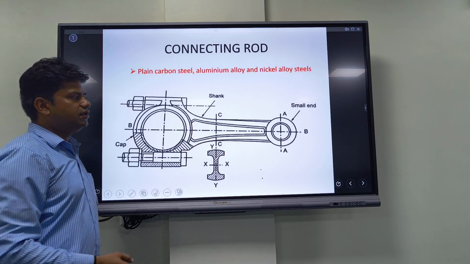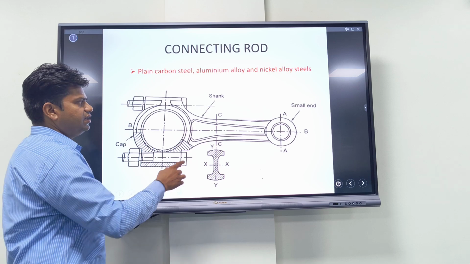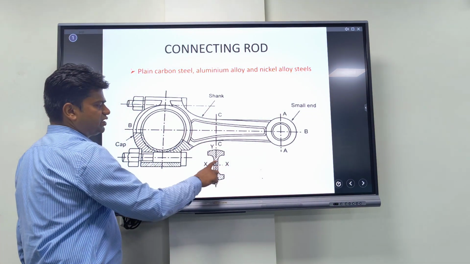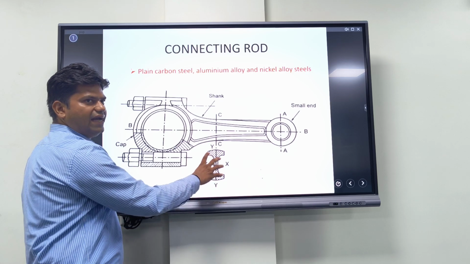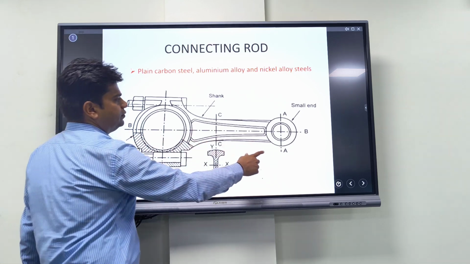Connecting rod. This one is the connecting rod. You can see easily, this is the shank, small end. This is the cross section of a connecting rod, I cross section. This is the cap. Next slide.